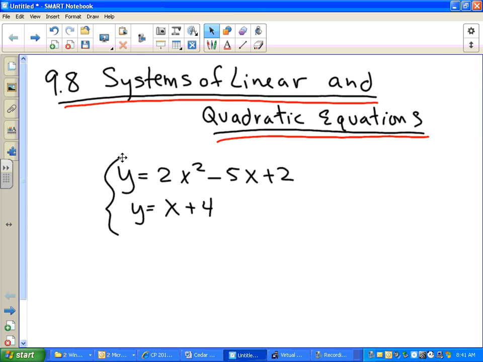So we can kind of visualize the shape on that, and then the y equals x plus 4. That's not a quadratic. What kind of graph would that be? It's linear. There's no squared in here. It's just x plus 4. And so that'll be a line. These two graphs are going to cross. The points that they cross are the solutions to the system.